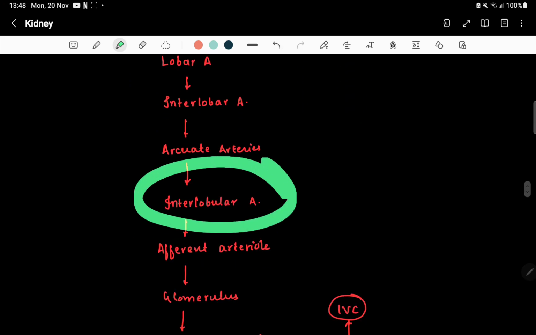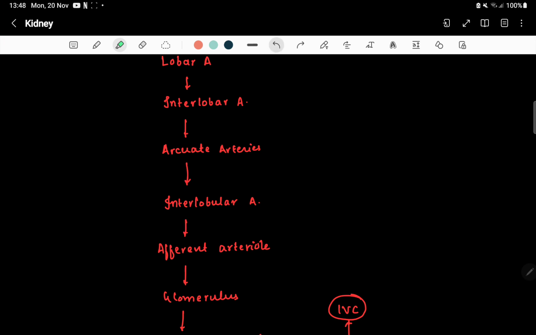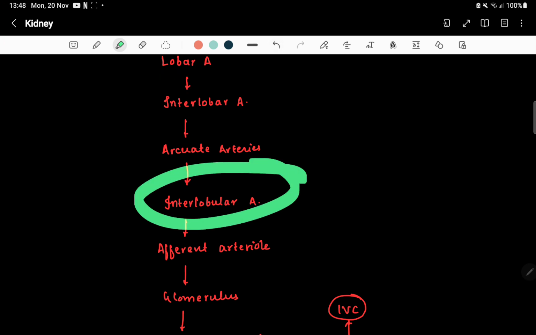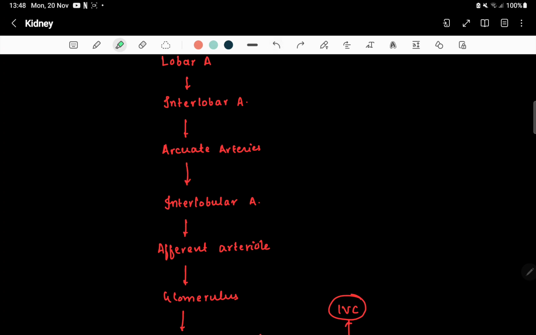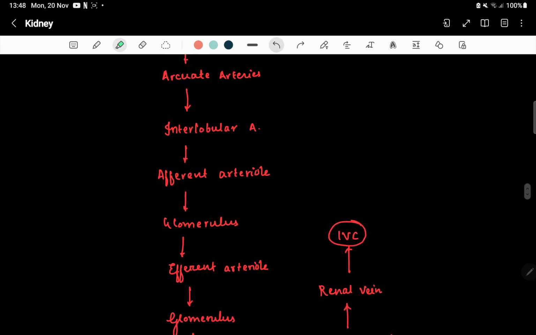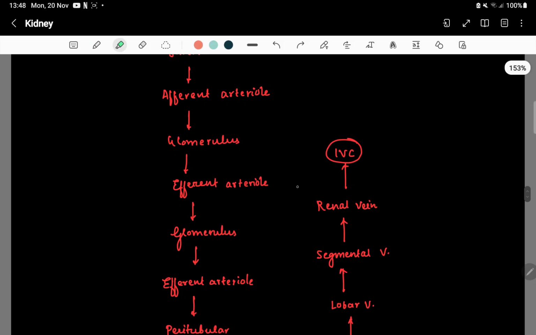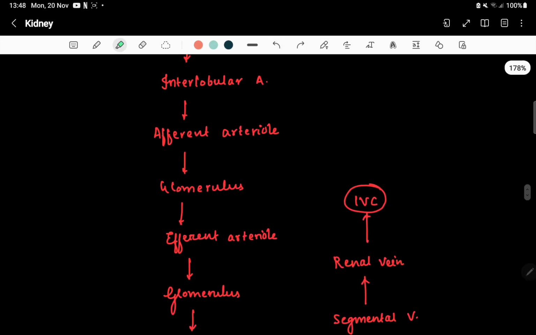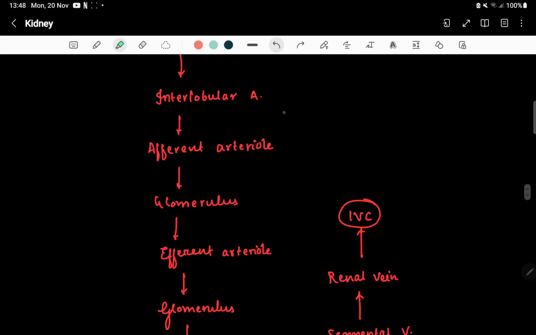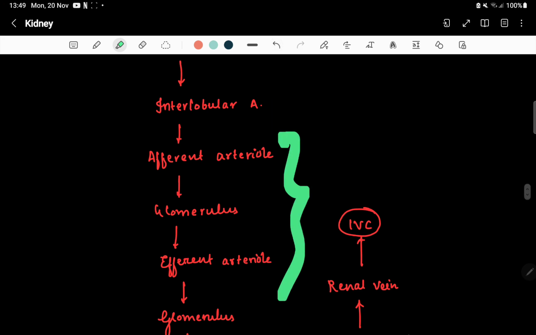The arcuate artery will give the interlobular artery. This is not lobar, this is the lobular artery, one to each lobule, which will divide into afferent arterioles, reach the glomerulus, and form the efferent arteriole. So up to the interlobar artery, this was at the macroscopic level. From the afferent arteriole, it goes to the microscopic level, that is, about your nephrons.